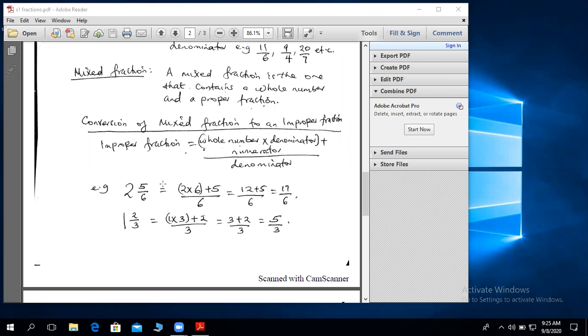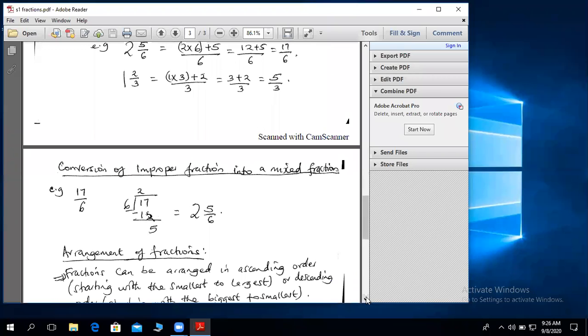So when you have a mixed fraction and you change it to a single fraction, you always get an improper fraction. So if we have 1 and 2 out of 3, it becomes 1 times 3 plus 2 divided by 3, and the answer is 5 out of 3. Simple as that.